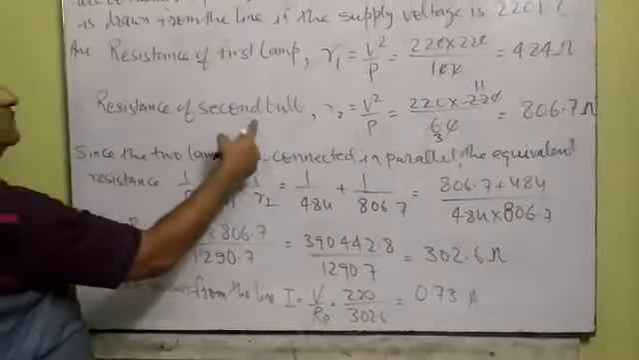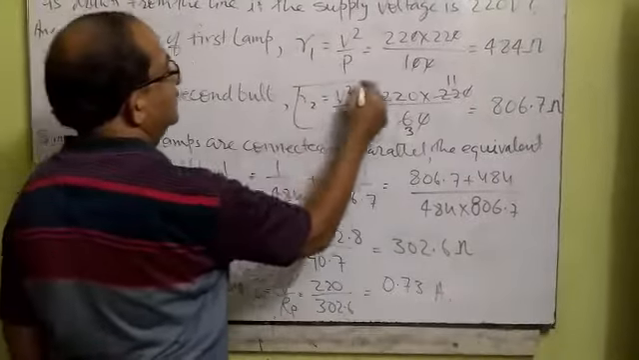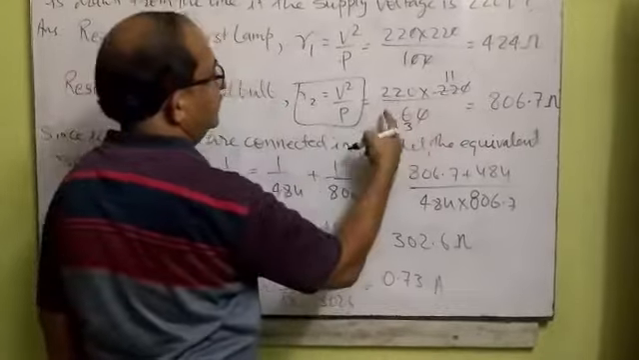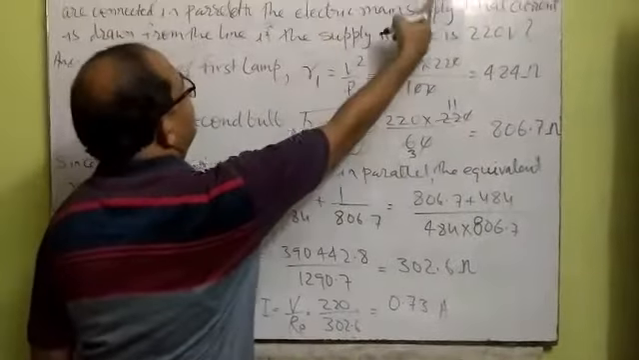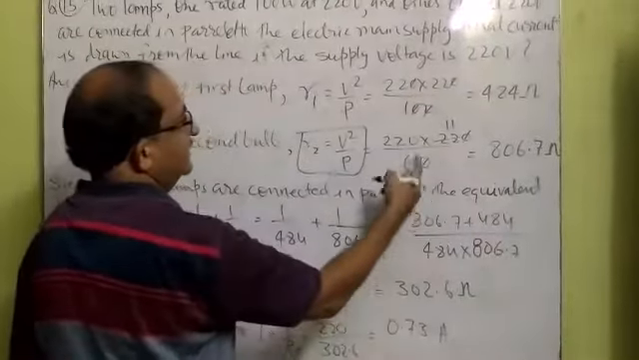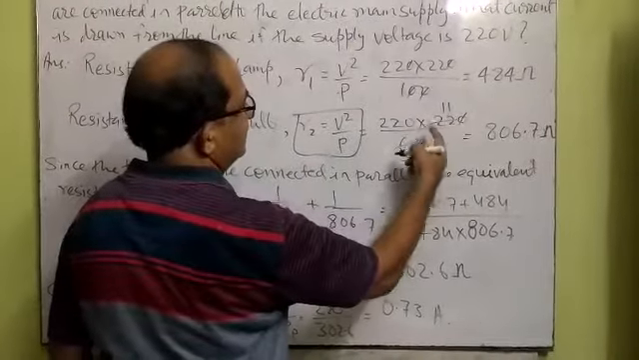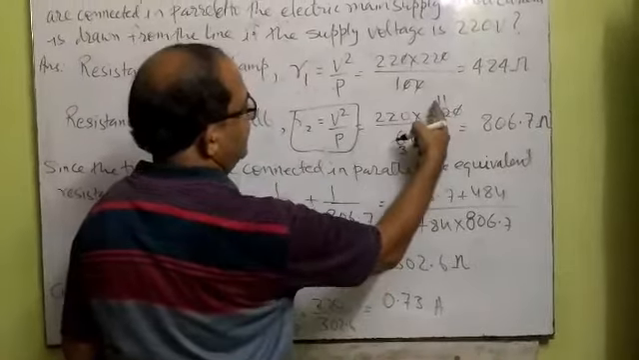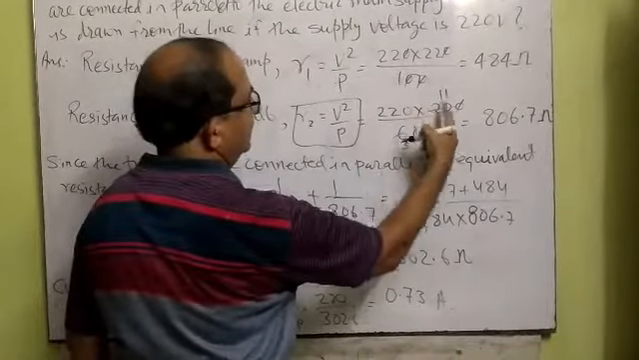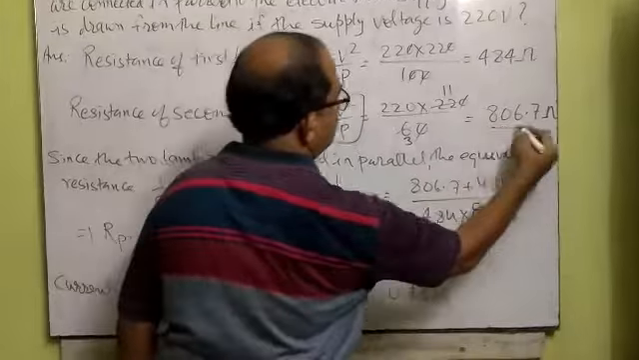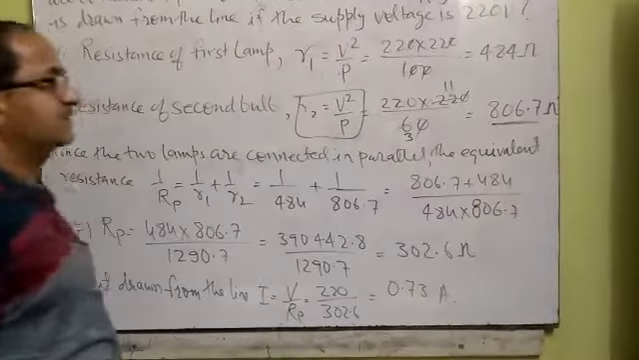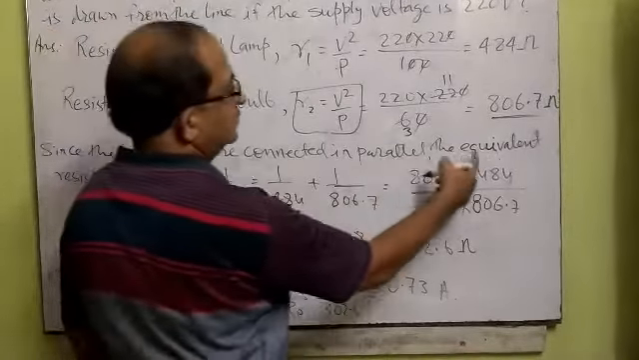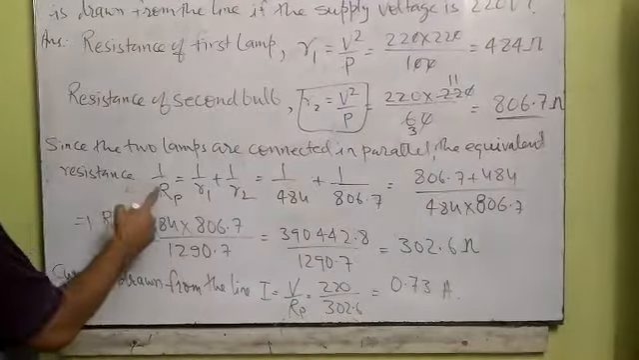Similarly, the resistance of the second bulb can be calculated by the formula R2 is equal to V square by P. Again V is 220, so 220 into 220 upon the power of the second bulb, which is 60 watt. Now after cancelling 0, and 6 can be cancelled by 2, it is 3 times, it is 11 times. Now 220 into 11 divided by 3 gives you the answer 806.7 ohm.